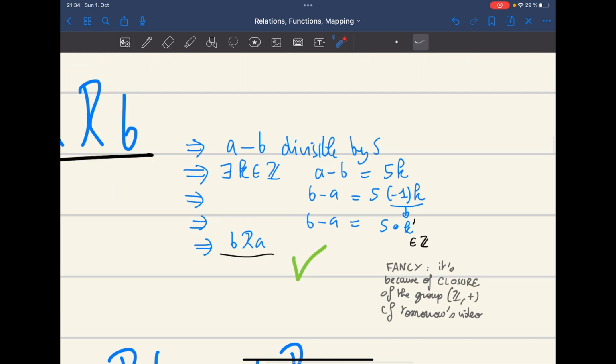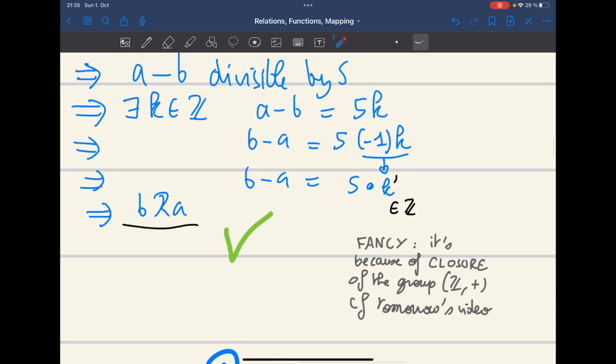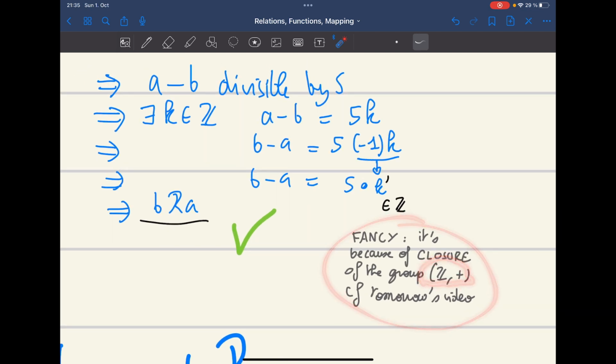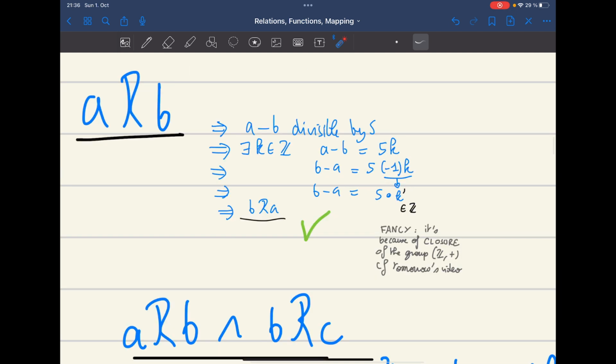How? A is in relation to B means that A minus B is divisible by 5. By definition of divisible by, it means that there is an integer k, so that A minus B is 5k plus 0. So if you multiply by minus 1 on each side, you get B minus A is equal to 5 times minus k. But I can call it k prime, for example. And this is an integer. If you want to be fancy, it's because of the closure of the commutative group of integers under plus. But that we're gonna see in tomorrow's video. But you don't actually have to say it. It's obvious that minus k with k an integer is an integer. We have proven the symmetry.